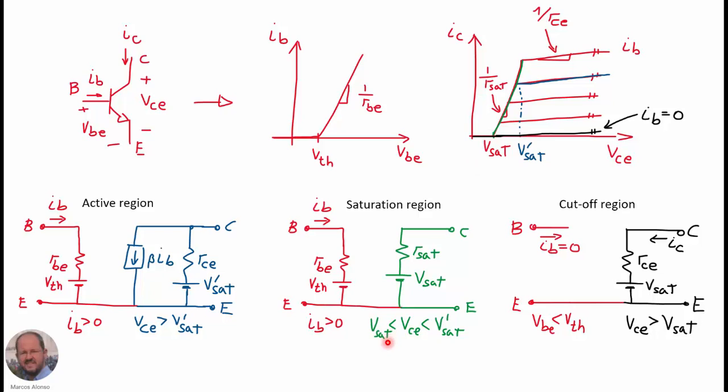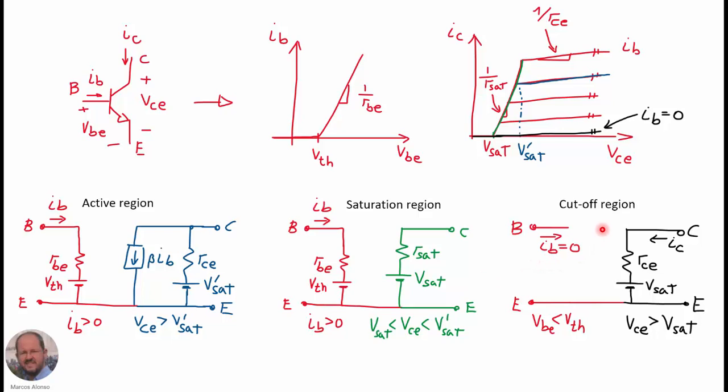So the condition to be in saturation region and to be able to use this equivalent circuit is to have the collector to emitter voltage between the saturation voltage Vsat and the saturation voltage for this corresponding curve, Vsat prime. And then we can model the output using this series resistance and this voltage source.